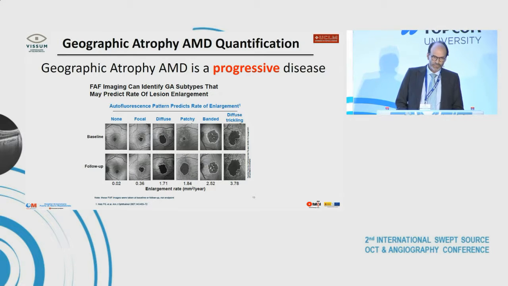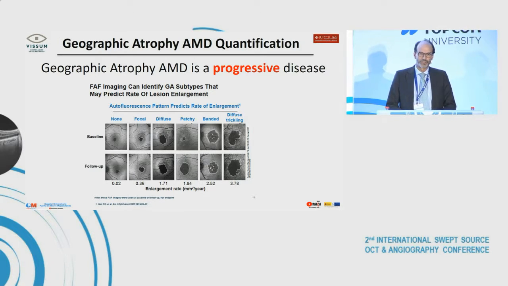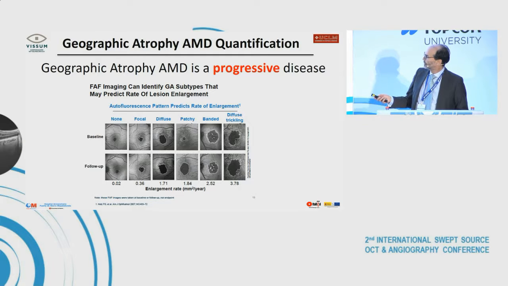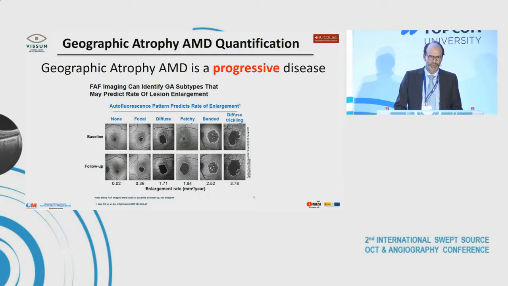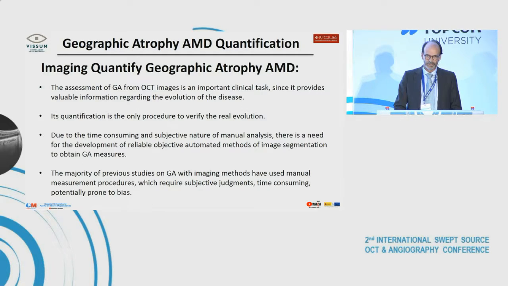But the importance of the disease is that it is progressive. With fundus autofluorescence imaging, a lot of authors have published different patterns to predict the evolution, because this is a progressive disease with important visual loss as the lesion evolves.